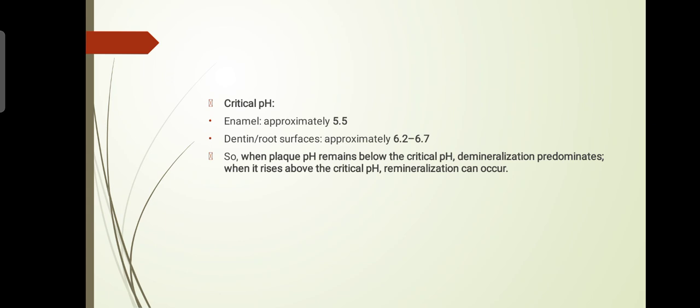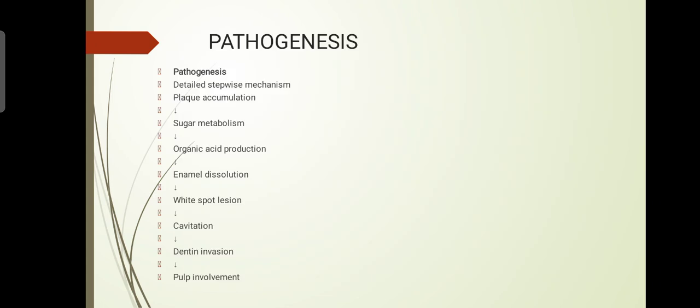For enamel, critical pH is approximately 5.5, and for dentine approximately 6.2 to 6.7. So when plaque pH remains below the critical pH, demineralization predominates, and only when it rises above the critical pH can remineralization occur. Rapid fall in plaque pH after carbohydrate intake followed by gradual recovery is mainly due to salivary buffering and clearance.